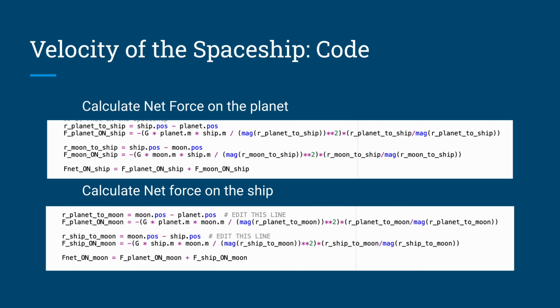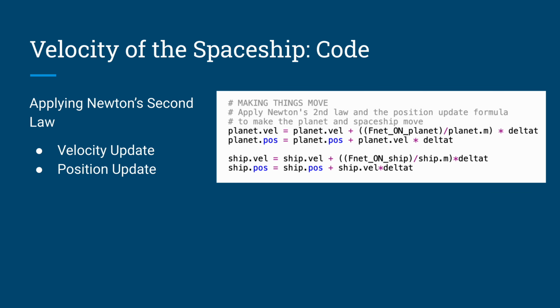And then to calculate the net force and to find the velocity, I had to update the code to get the net force on the planet and the net force on the ship so that the ship was impacted by both. So you can see here how I did that code. And then for applying Newton's second law, I had the velocity update and the position update, which again you can see on the right. The parentheses in Python really help with making sure that it understands what is being divided and multiplied, so I use those a lot.